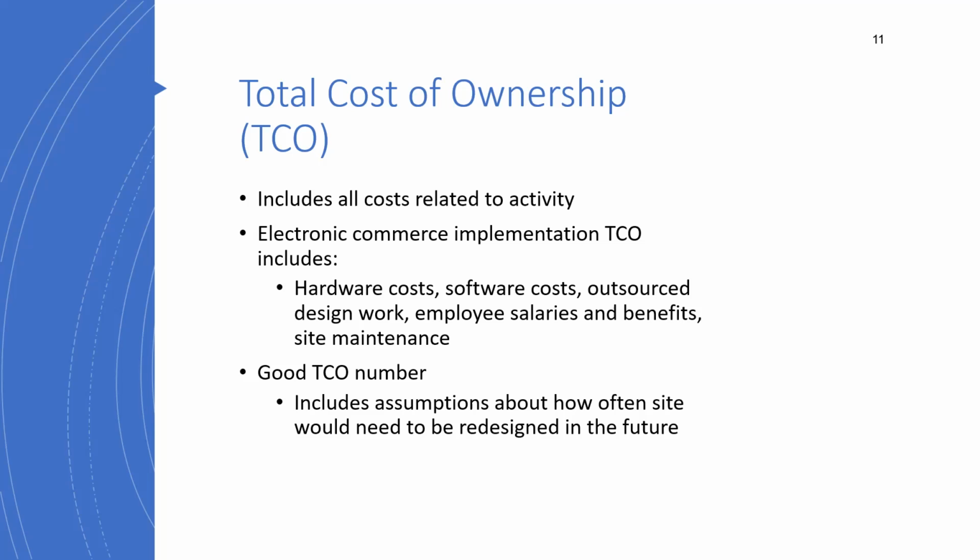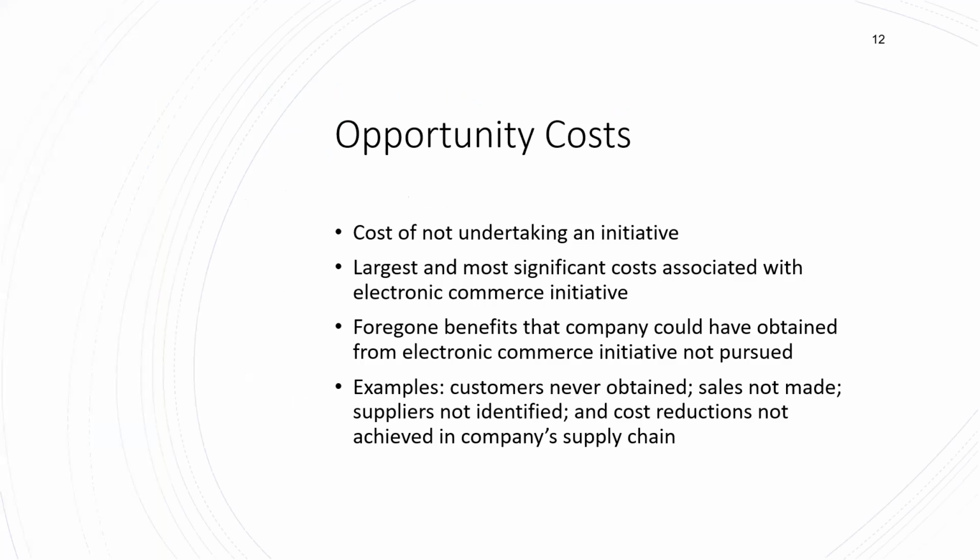So then total cost of ownership encompasses the hardware costs and software costs, about 20%. Outsourced design work, employee salaries and benefits, site maintenance, this is 80%. All that together is technology costs, and you want to minimize that as much as possible. The key is just to hire people that provide value and get rid of the people that are not providing value. And also we have to look at opportunity costs, because I talked about this in the last section.